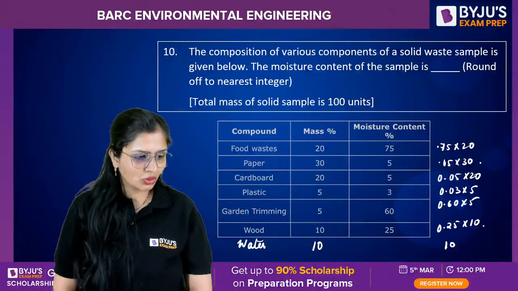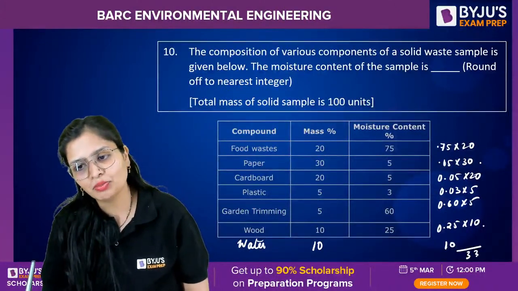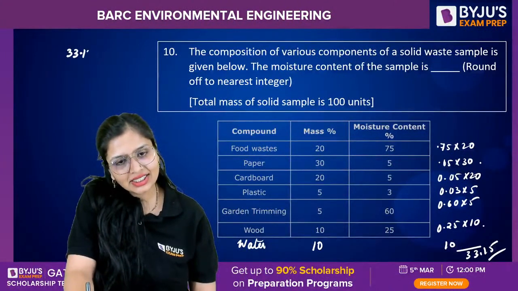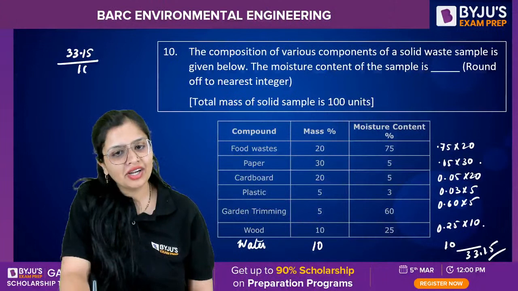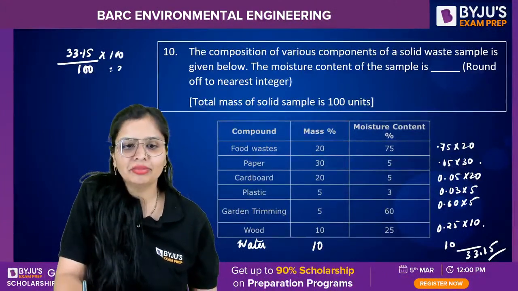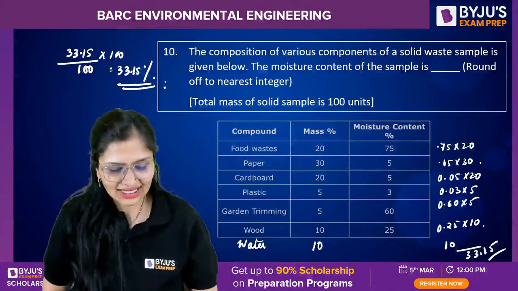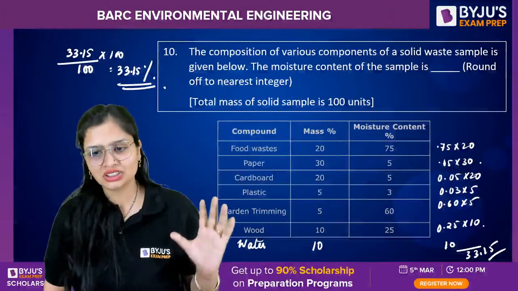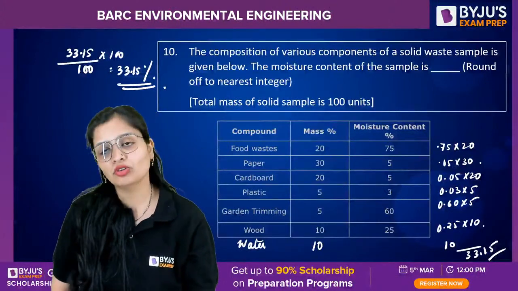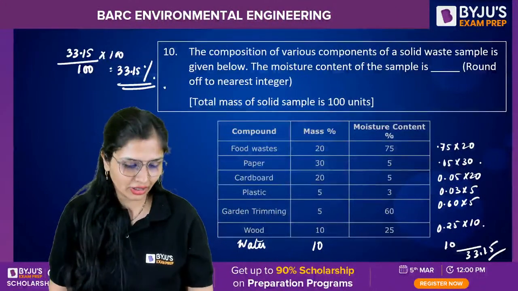So we'll calculate the total value, how much will it come out? 33.15. If you calculate in percentage, 33.15 units out of 100 units is the moisture content into 100. So in short, it will make 33.15% only. Clear? As simple as that. So mark this question with a star because not only in your BARC, in many of the other competitive exams also, this type of question is asked, because you have that habit that you assume it to be 100%, which is not correct all the time.